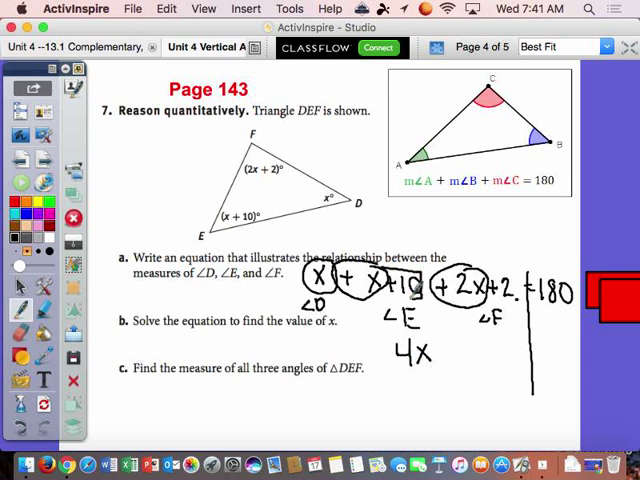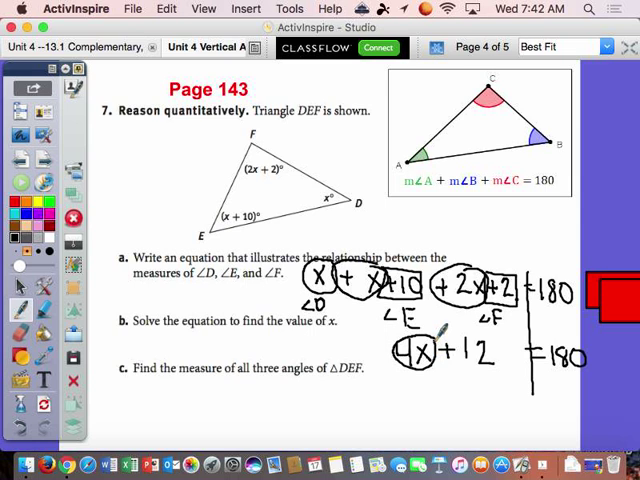Now combine your other numbers, right? I like to refer to them as dollars. So if this is $10 and this is $2, they're both being added. How many dollars is that? $12. Still equaling 180 degrees. Now we have a 2-step equation.